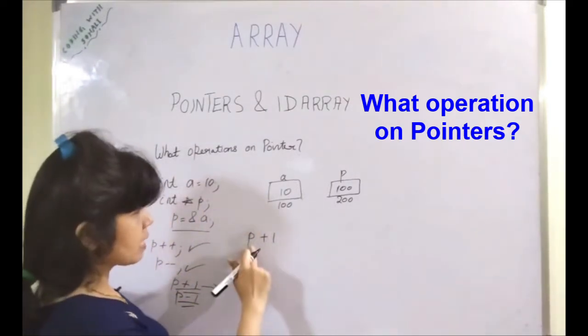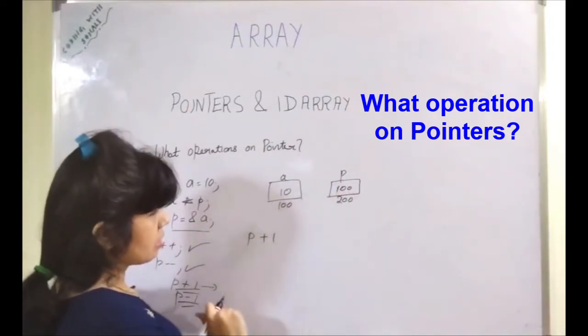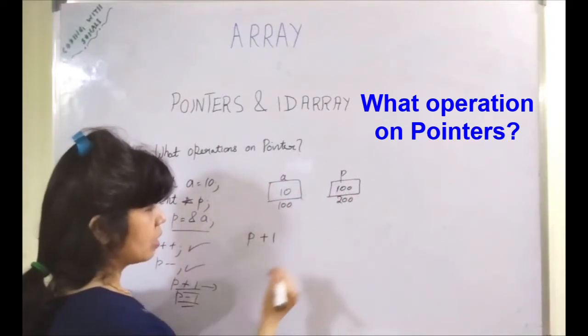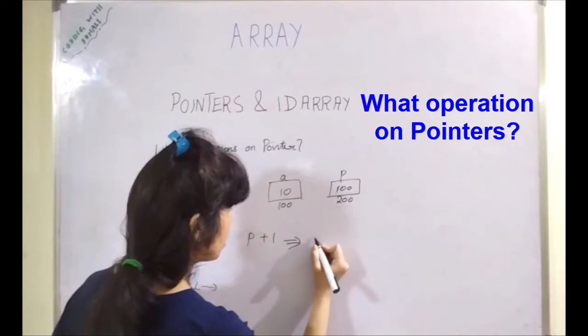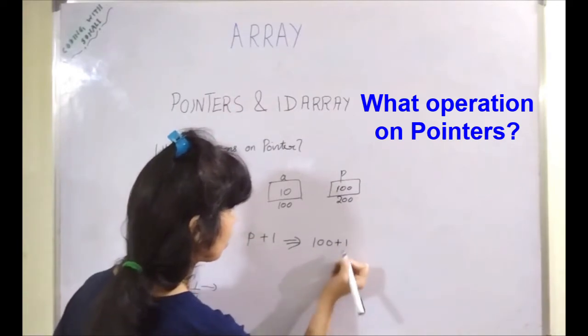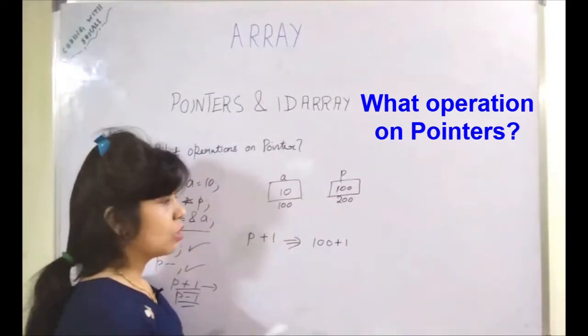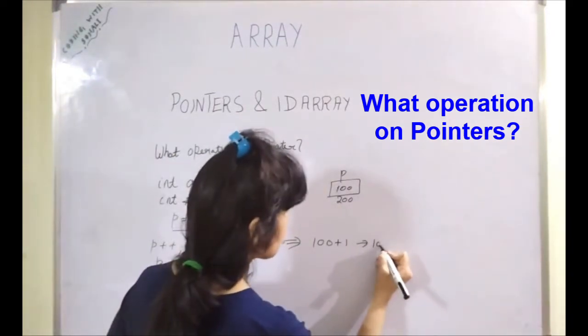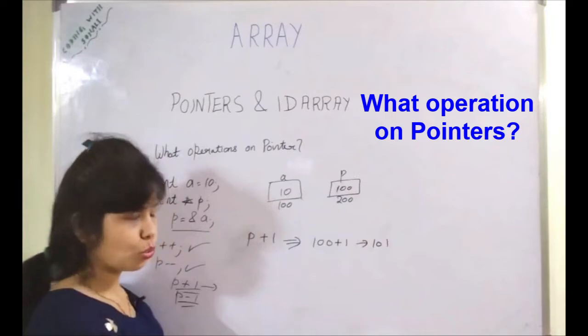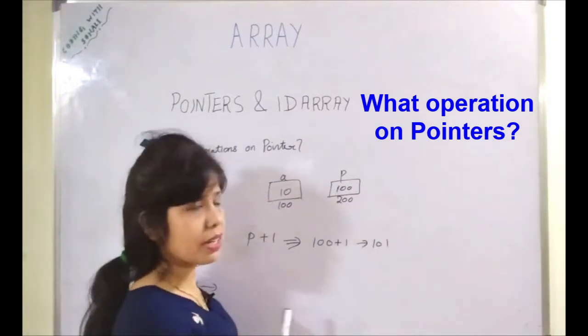So what is p having? P is having 100, that is the address of this variable a. So what are you doing? 100 plus 1. Can you tell me what should be the result of this? If you think that the result is 101, no, the result is not 101, not at all.